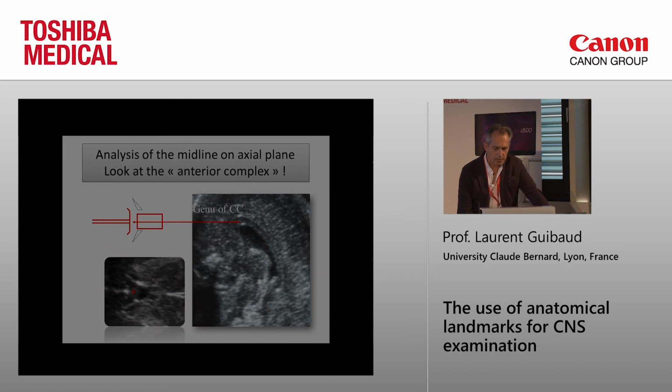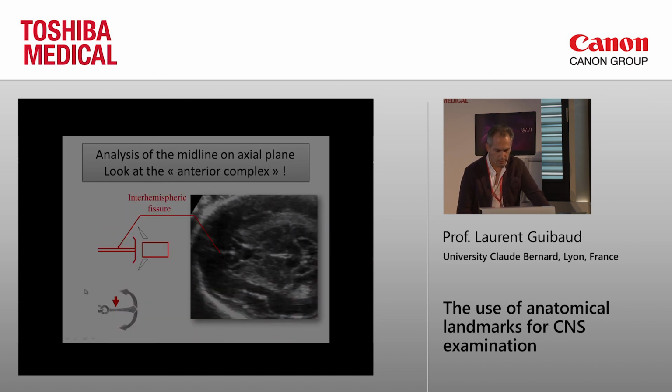Now, here you have the genu of the corpus callosum. You see the genu is here, and you have just above the genu the pericallosal sulcus, which is here. And this looks like an anchor. You see the base of the anchor here is the pericallosal sulcus, and the arm of the anchor is the interhemispheric fissure.